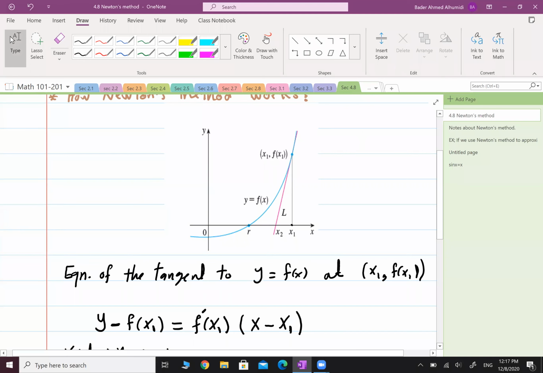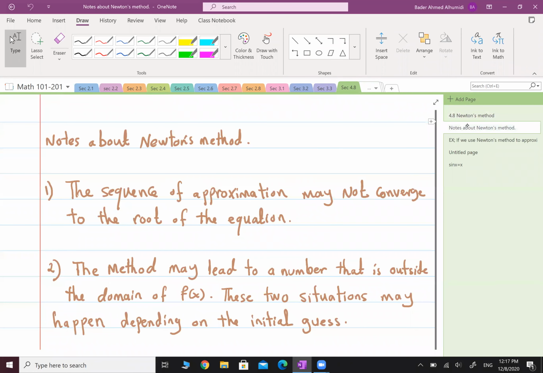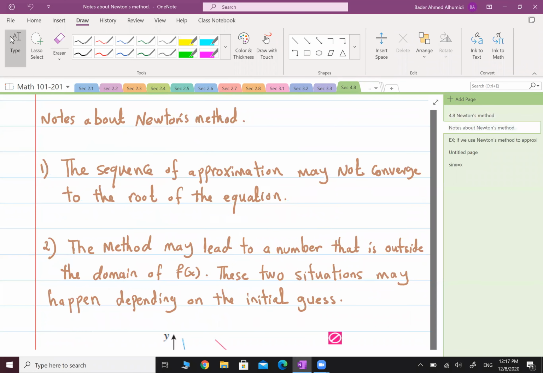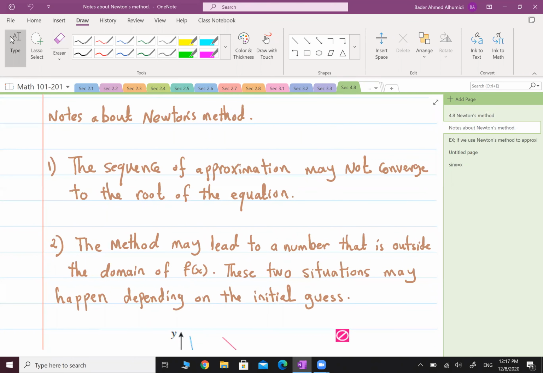We draw a tangent line. We take its x-intercept. We call it x3. And hoping that this procedure will approach the number R we are looking for. This method is called Newton's method. Before we apply it, we will say some words about it.